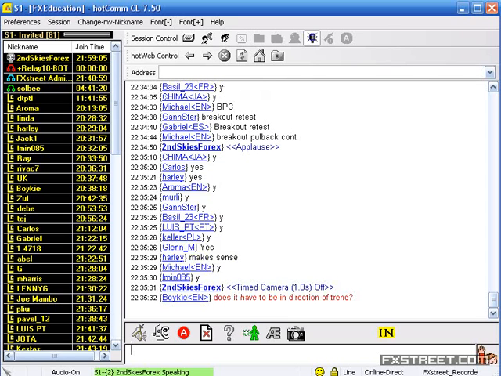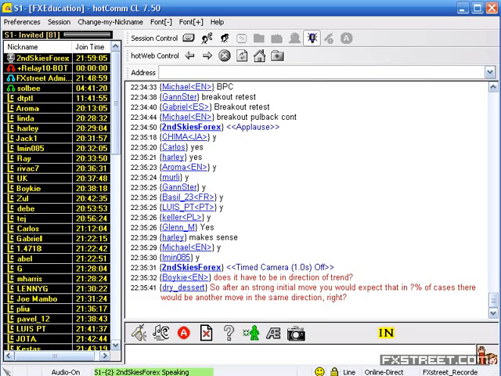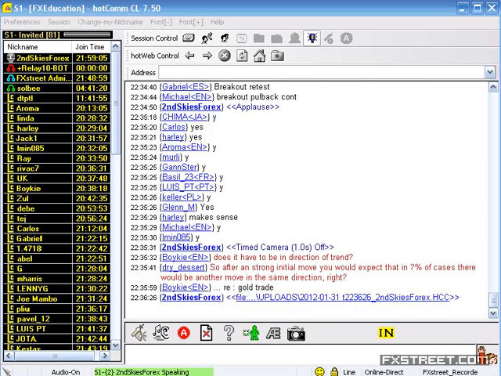Let me get a new chart here. So I'm going to pause that one. I want to show you a play I did on silver today. No, not that chart. Okay. Fantastic.